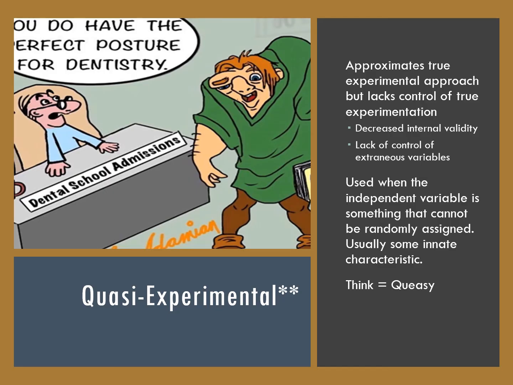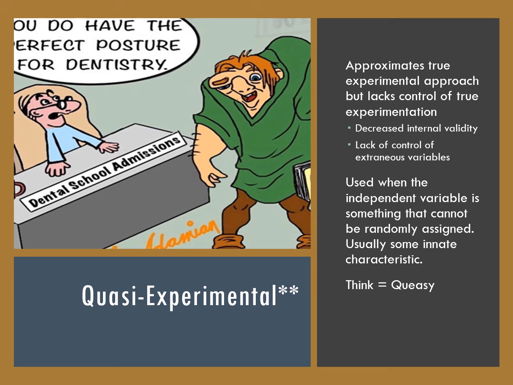Last in this box on page 199 is going to be quasi-experimental. This always makes me think of Quasimodo from the Disney movie. This is an experimental research design, but it's not a true experimental design. It lacks a certain amount of control. And here we talk about decreased internal validity, and I'll put that in the next slide. It's going to lack control of certain extraneous variables. This is going to be where the independent variable cannot be randomly assigned.